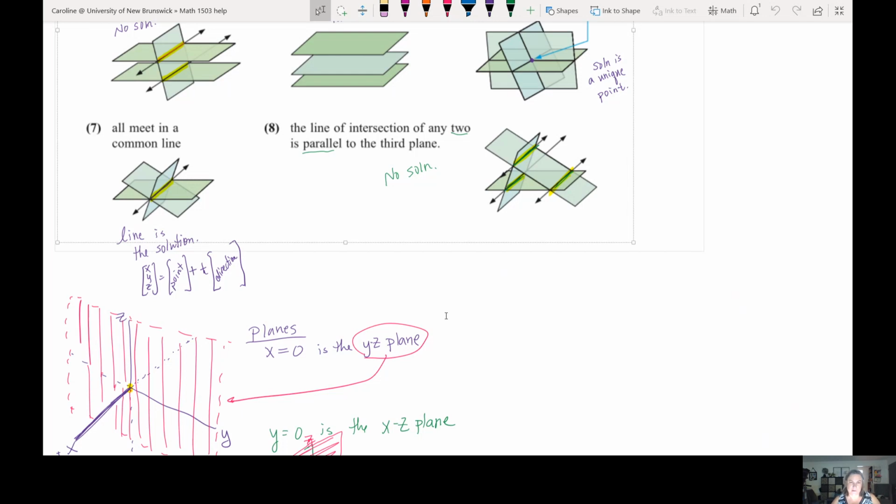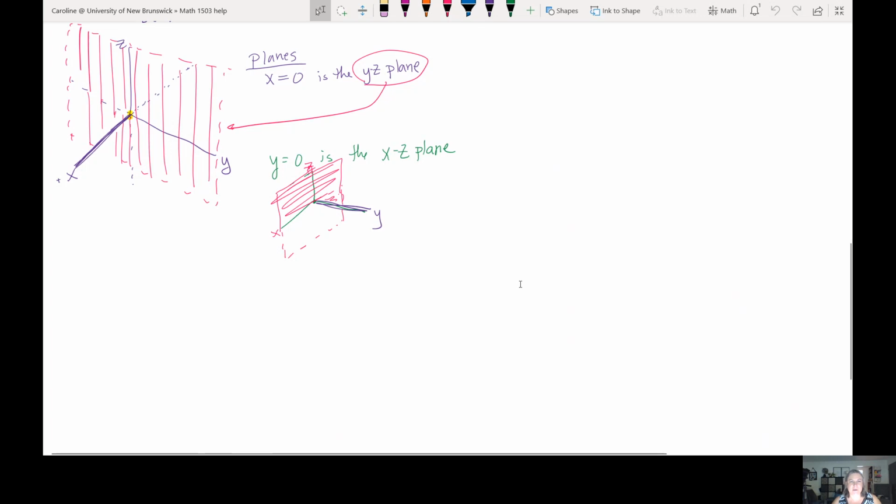Oh, sorry. You can't even see what I'm doing. There we go. Okay, so it doesn't go on the y-axis. And then similarly, if we had z equals 0, this is the xy plane. So what if we had x equals 1? Well, this goes through x equals 1, and it is parallel to the YZ plane.